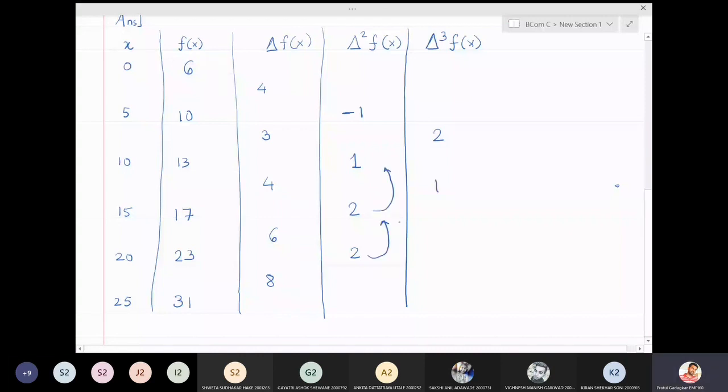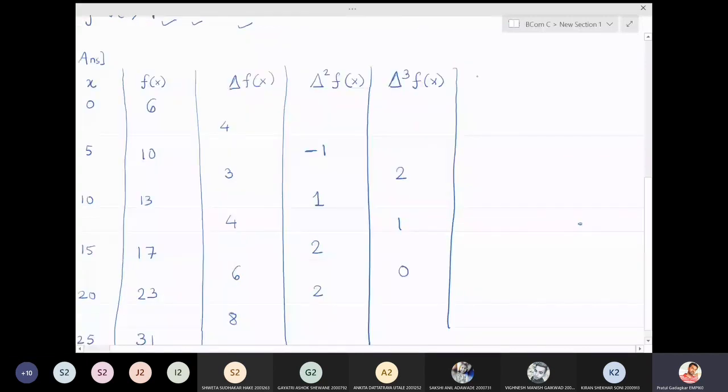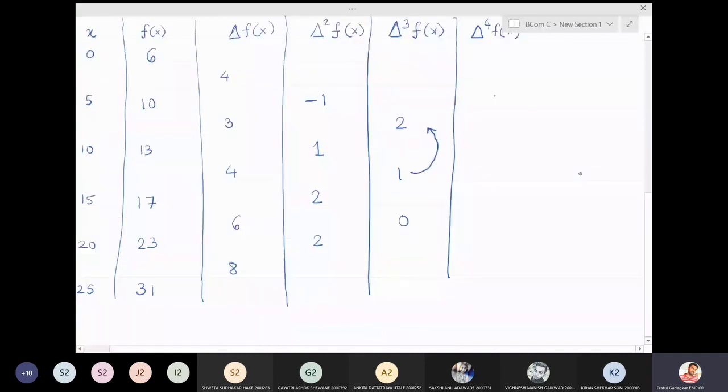Again, we have 3 entries here. So we will go for the next forward difference, which is delta raised to 4 fx. What is delta raised to 4 fx? Again, the same idea. Lower number minus the upper number. 1 minus 2. 1 minus 2 is how much? Minus 1. So I will write a minus 1 in the middle of them. Next is 0 minus 1. What is 0 minus 1? 0 minus 1 is also minus 1.